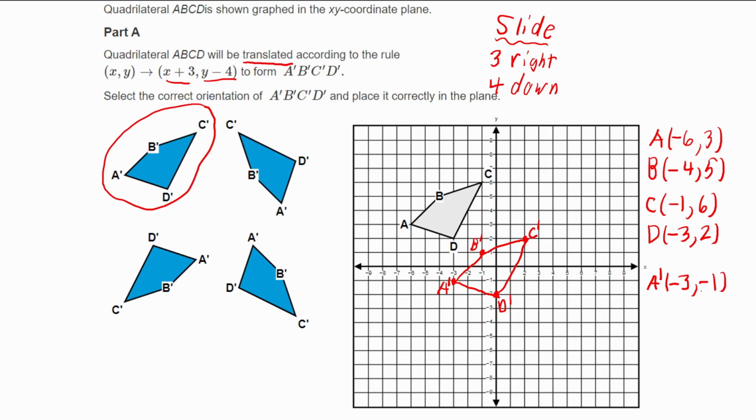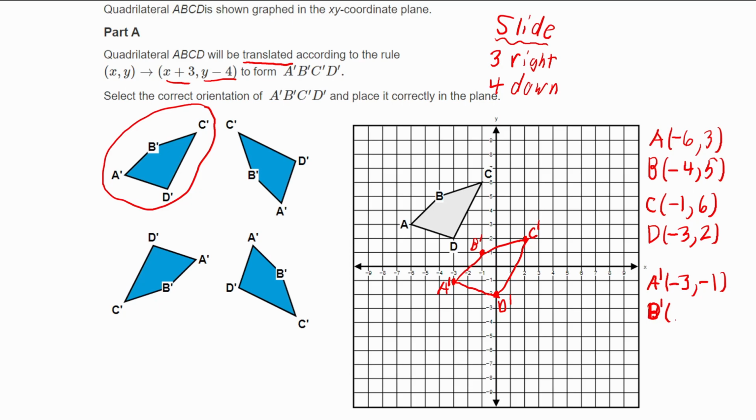And this also lets you double check your work. If I go to (-3, -1), notice that's where my A prime coordinate already is. So this shows me that I did my work properly, right? And we could do this for the rest of them. So B, that's a D. Let's make that a B.